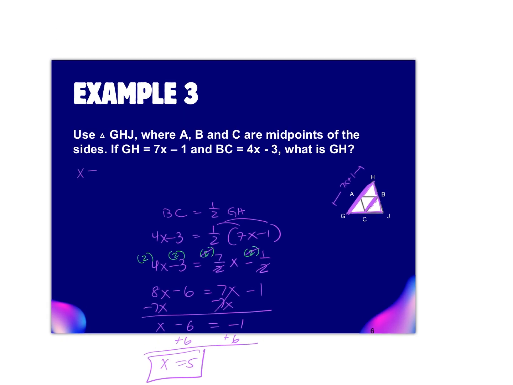And I know we love to find x and say that we're done, but again, notice that it's asking me for GH. And again, in this case, GH was told to us that it was 7x minus 1. So 7 times 5 minus 1, 35 minus 1, or 34. So GH equals 34. And so that's the answer we wanted. So again, if I ask you for BC, well, I know BC is half of 34, so I know it's 17. Okay, and so again, that's really how we apply the mid-segment.